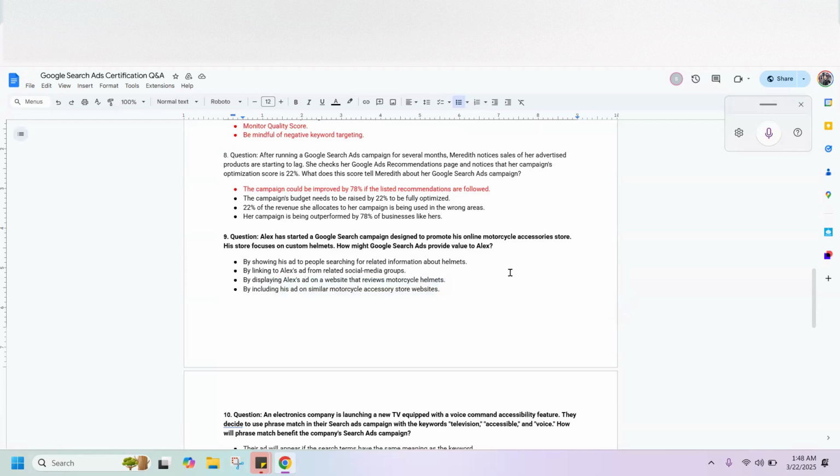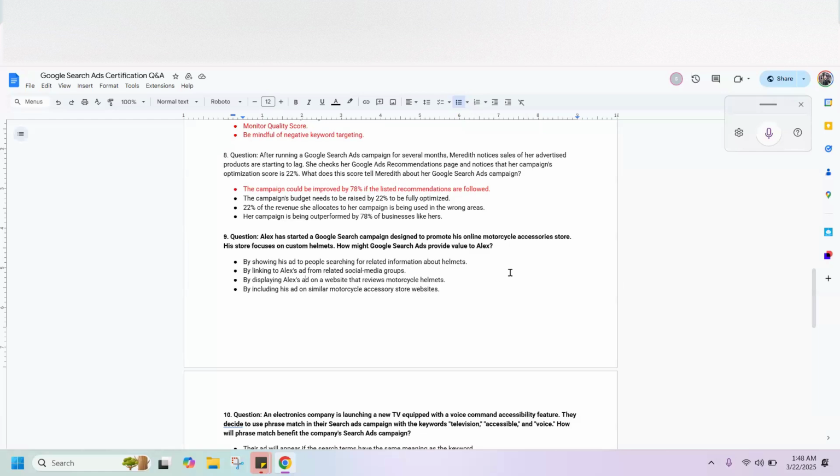The next one: including his ad on similar motorcycle accessory store websites would also be helpful. If his ad shows up on some other motorcycle accessory website where people are looking for different accessories, and a helmet is an accessory, that would also be helpful to Alex. This must work based on search. When I search for a helmet on Google search, how will it help Alex?